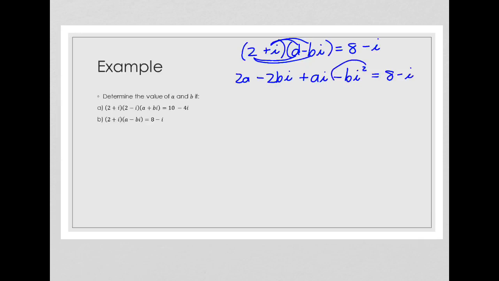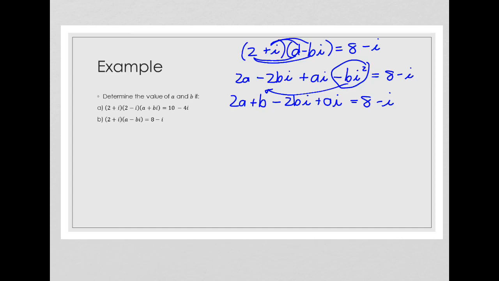So take note of this term again. The i squared is actually minus 1. So let's put this all together. So 2a, and then I'm going to move this to the front to get all the real parts together and all the imaginary parts together. So 2a plus b minus 2bi plus ai is equal to 8 minus i.